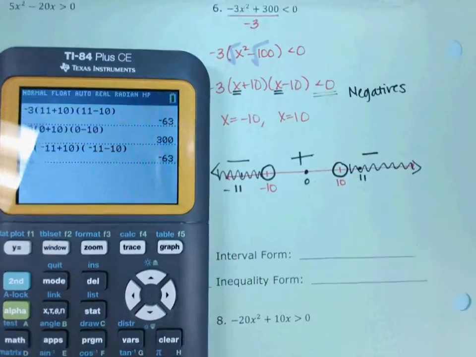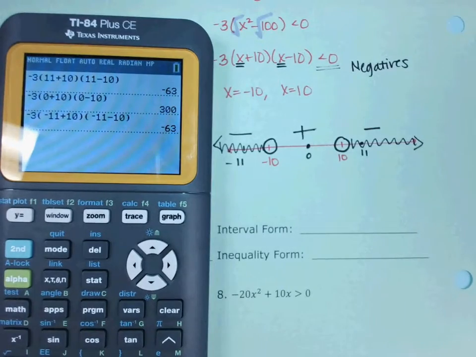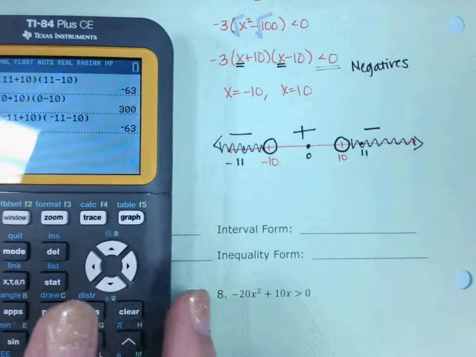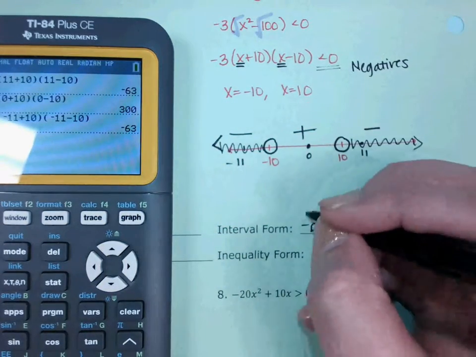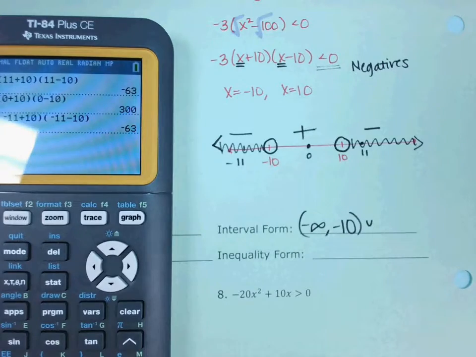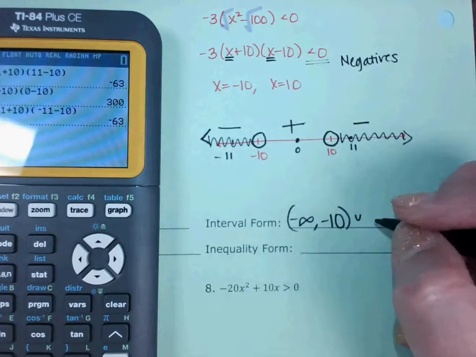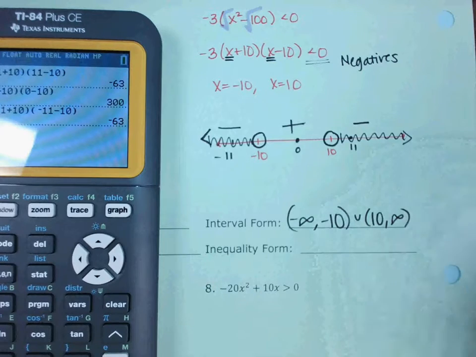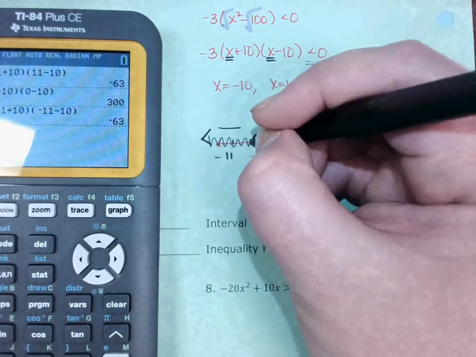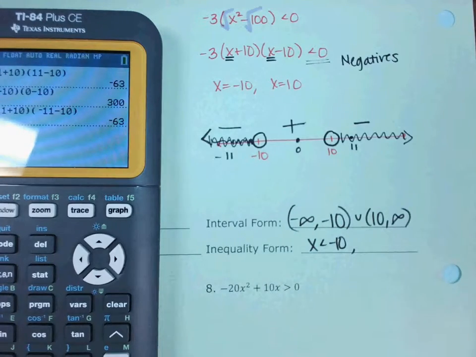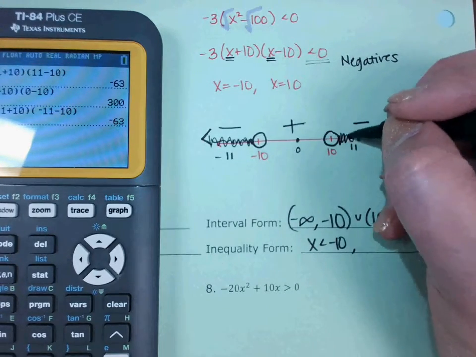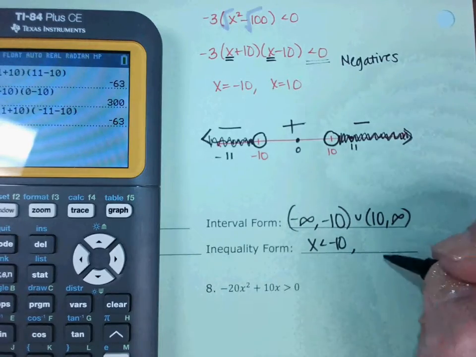So for my interval form, how far did I shade to the left if I went all the way to the end? Negative infinity to negative 10. Good. Now my inequality form, remember that if it's the infinities, you just put a less than or a greater than. So if I shaded to the left from negative 10, that means x is less than negative 10. If I shaded to the right from positive 10, that means x is greater than 10.